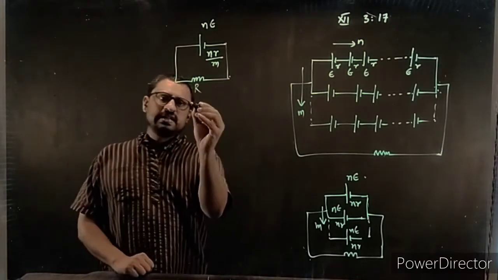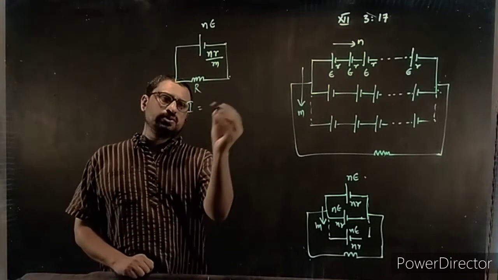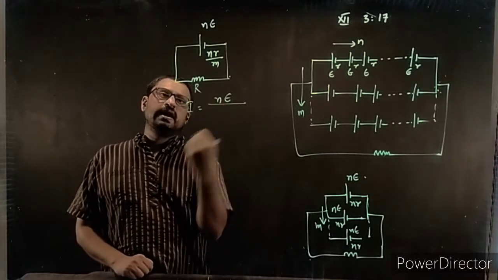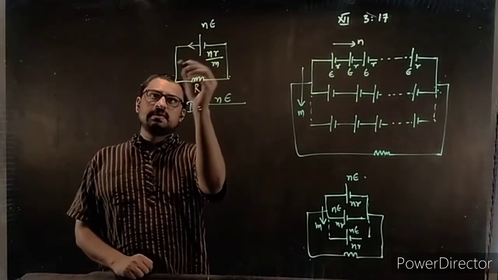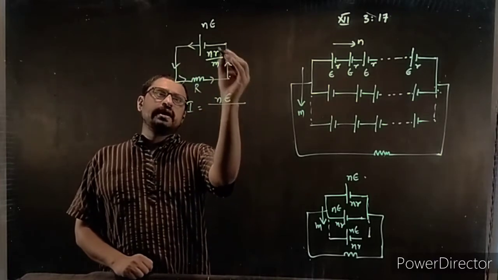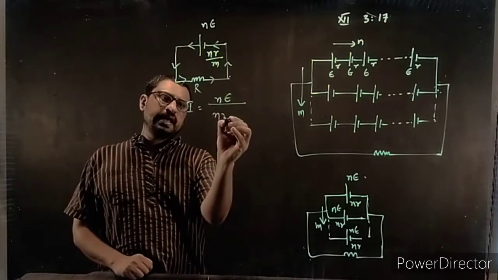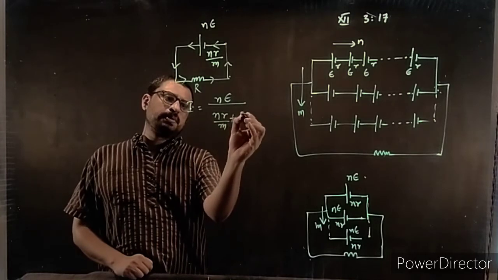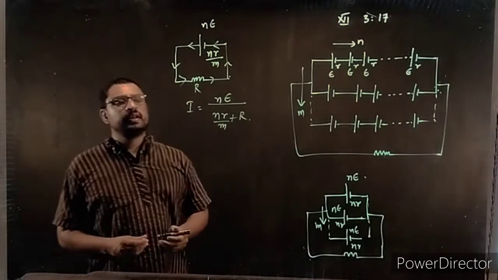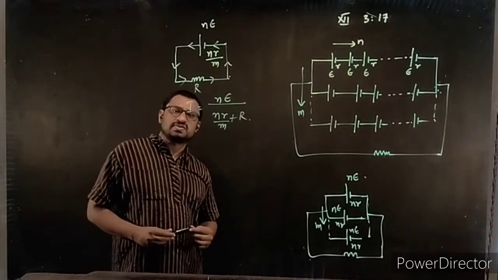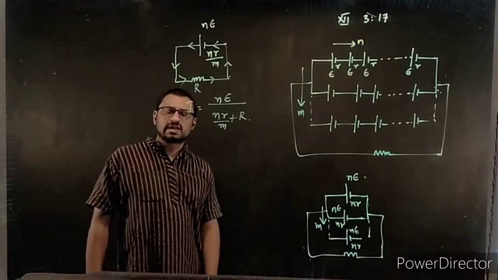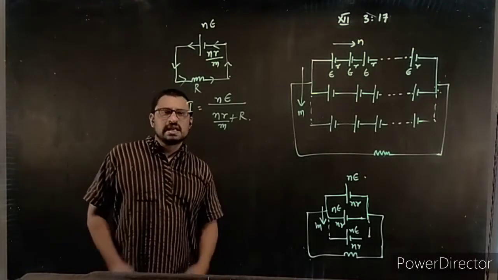Now what we need to find is the value of current. I will be equal to nE divided by the effective resistance. The same current will pass through all, right? nE divided by (nr by m plus R). This is the equation for the current in a mixed combination of cells.